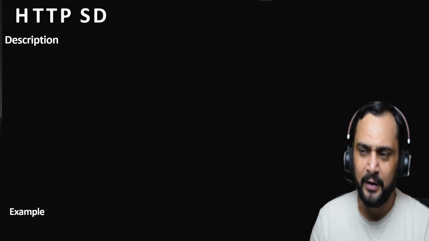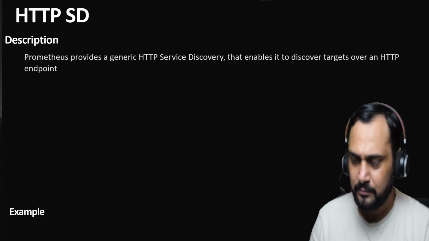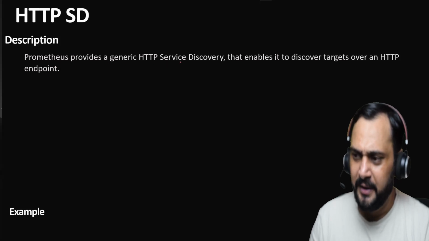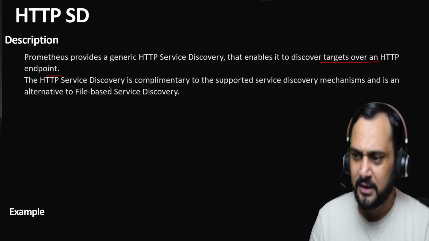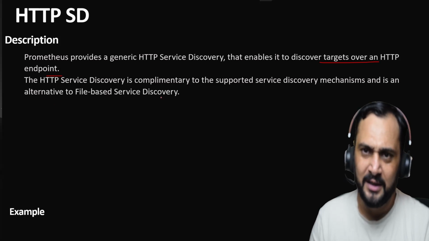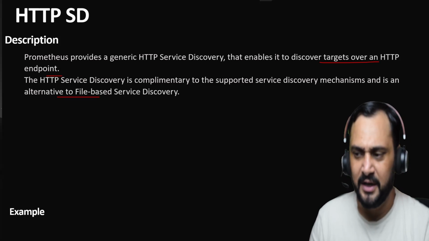To be very honest, I haven't observed good content over the internet for file SD. The description says that Prometheus provides generic HTTP service discovery that enables it to discover targets over an HTTP endpoint. It means that HTTP service discovery is complementary to the supported service discovery mechanisms and is an alternative to the file-based service discovery. As I said, both are the same, but HTTP SD is the alternative of file-based service discovery.